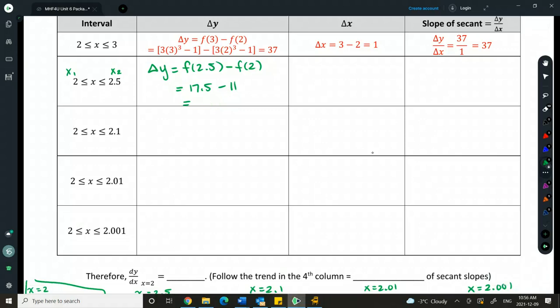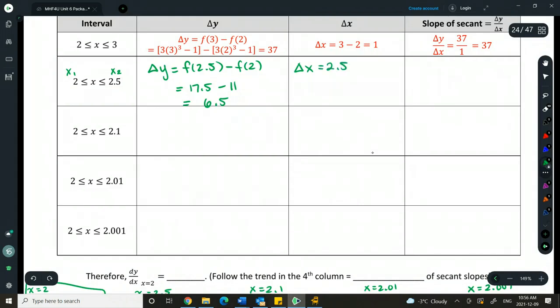Sorry. Okay, so we'll get 6.5. Delta x will be x2 minus x1, which will be 0.5. And then when we do delta y over delta x, we'll do this over this. So I believe we'll get 13 for that.